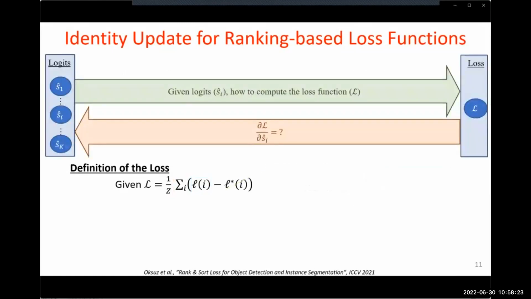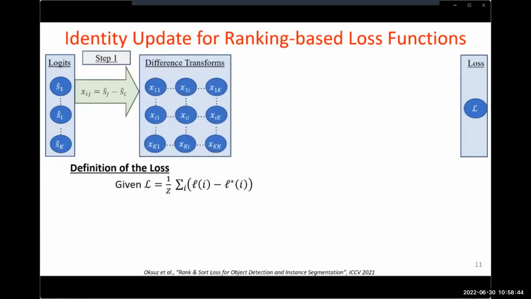In order to generalize the idea, we need to answer two questions. First, how can we compute the ranking-based loss function given model outputs? And second, how can we find an update for model outputs, namely the backpropagation step? To do so, identity update exploits a three-step algorithm.